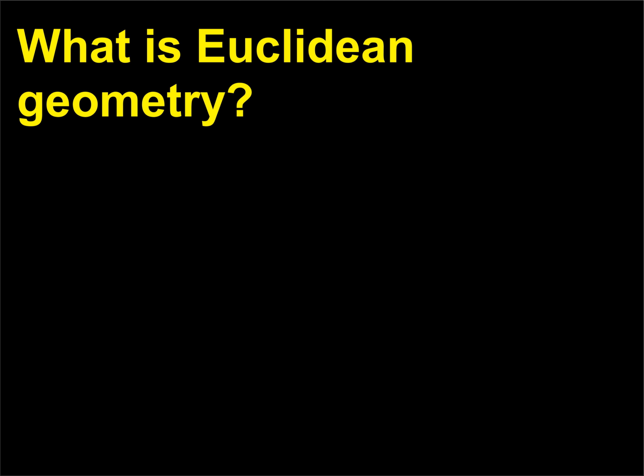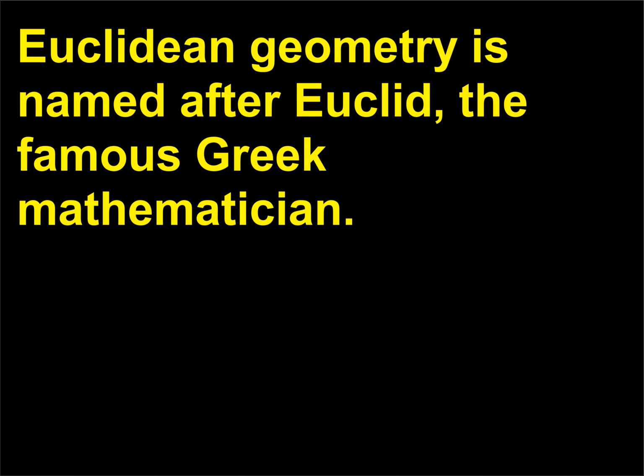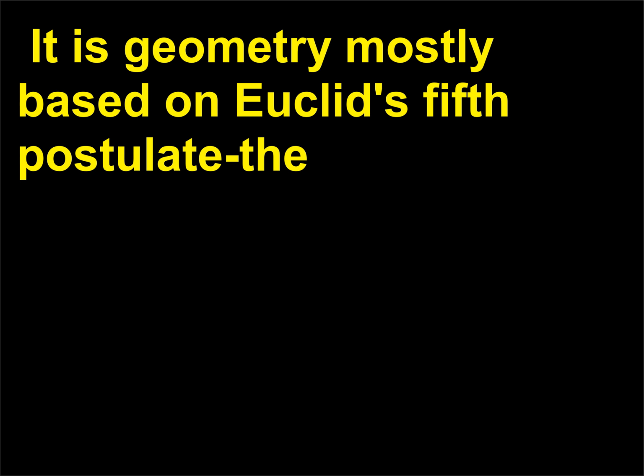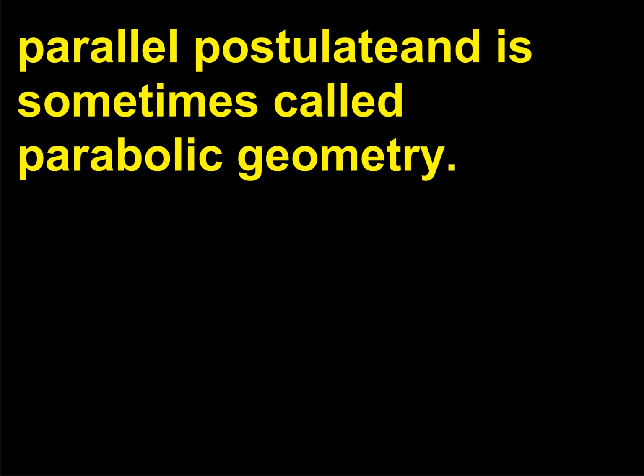What is Euclidean geometry? Euclidean geometry is named after Euclid, the famous Greek mathematician. It is geometry mostly based on Euclid's fifth postulate, the parallel postulate, and is sometimes called parabolic geometry.